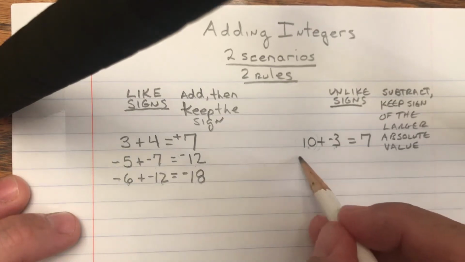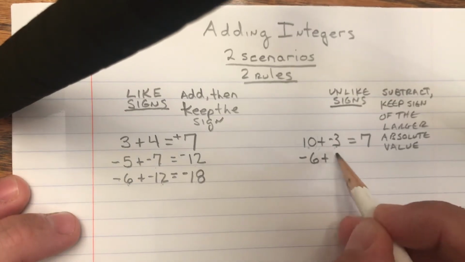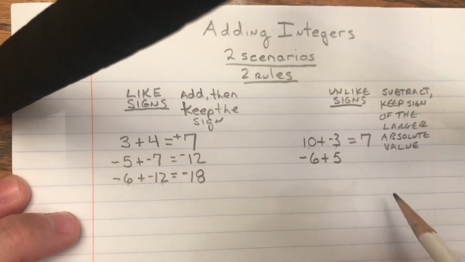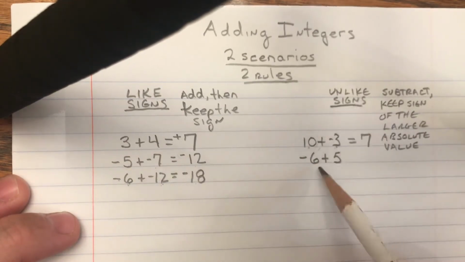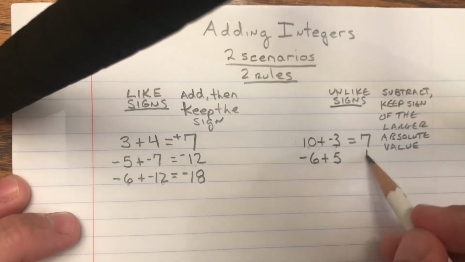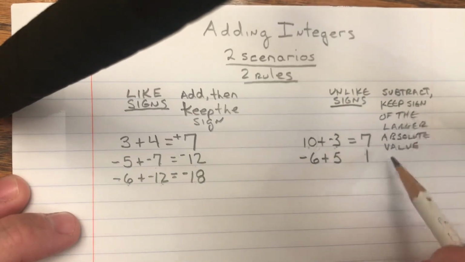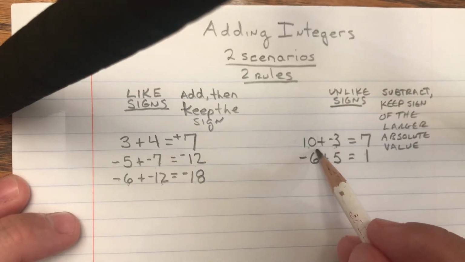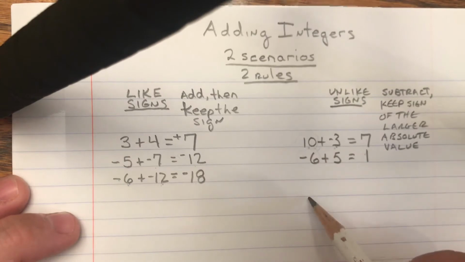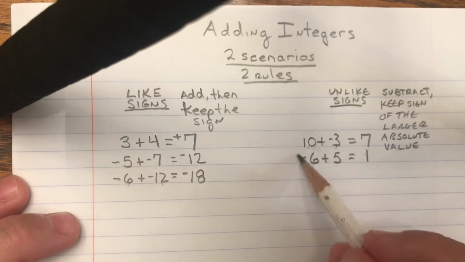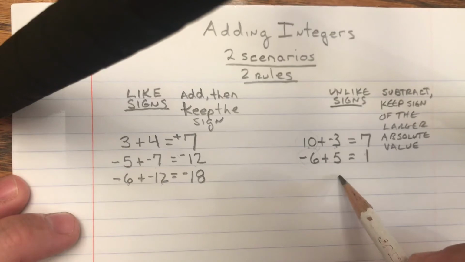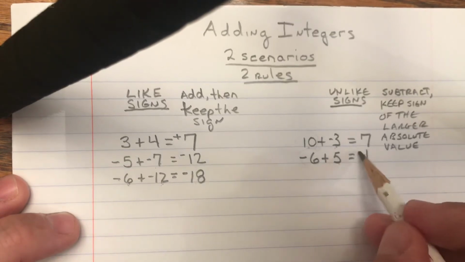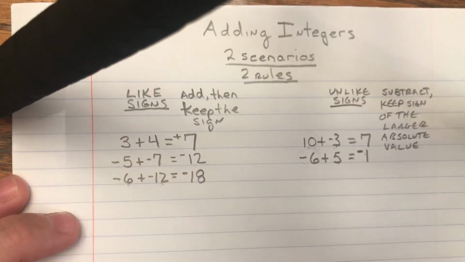Okay, here's another one. -6 plus 5. All right, so I have two unlike signs. One's negative, one's positive. I'm going to subtract the two. 6 minus 5 is 1. And to determine what the sign is, I use the one with a larger absolute value. In this case, the -6 has a larger absolute value. Absolute value of -6 is 6. Absolute value of 5 is 5. So this answer is going to end up being negative.